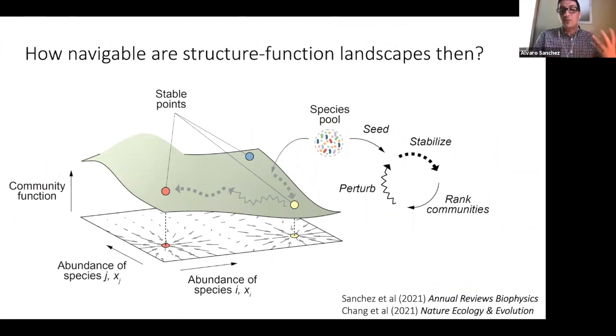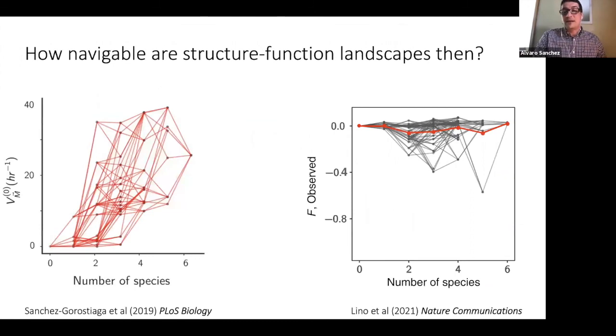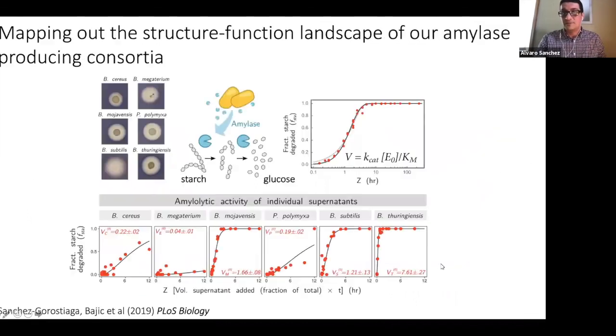So we have done this. We have actually tried to map these fitness landscapes a couple of times. We worked with Morten Sommer's lab on trying to map it for communities that are used in sugarcane refineries in Brazil, as well as with amylolytic communities, the same as I discussed before. So I'm going to focus on this experiment, but you could read the paper if you want to know what we did on this front.